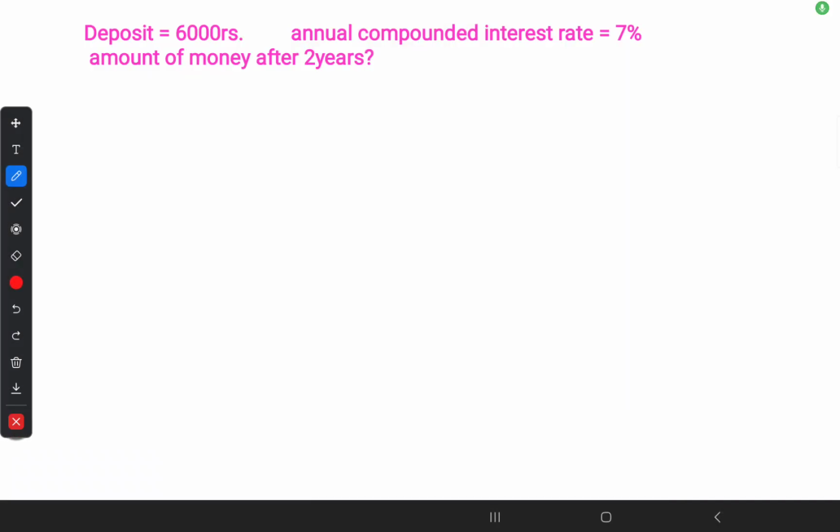We can use two methods. Both are possible, so you can use your preferred way. Deposited 6,000 rupees, annual compounded interest rate 7%, amount of money after 2 years.